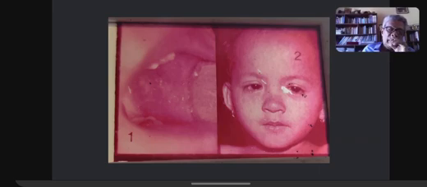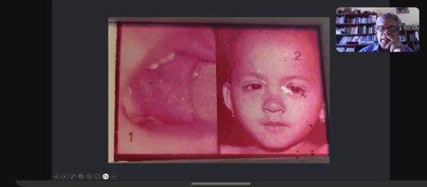In the inner cheek, in the buccal mucosa, you can see especially here. These are Koplik spots. They are white spots with a halo of redness around them. Right? So those are Koplik spots. They occur on the third day of measles.